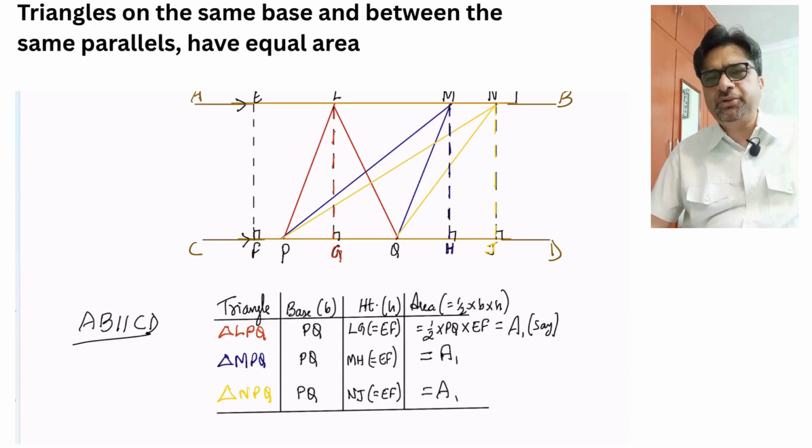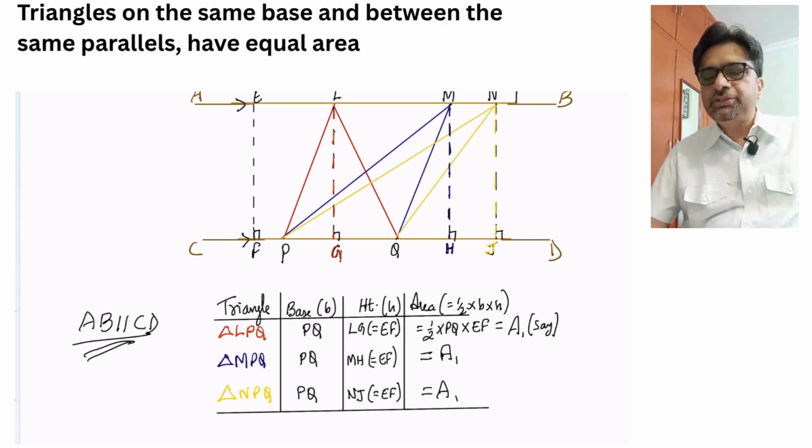So this theorem, call it, or this property says that whenever you have two parallel lines, in this case AB and CD, so you see that AB is parallel to CD. So if you draw triangles between these two parallel lines, and let's say they all have the same base, then every triangle that we are talking about would have the same area. Interestingly, triangles on the same base and between the same parallels have equal area.